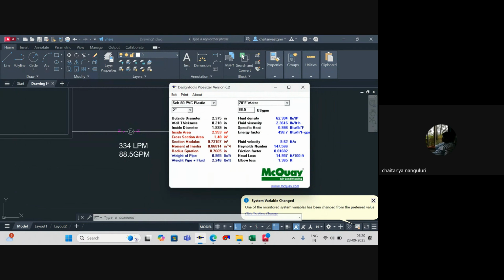88.5 GPM means the velocity and head loss is way too high. You agree? Is it acceptable? No. So let's take some 4 inches. How much? 334. So then also the head loss is way too high. Generally, for plumbing applications, we will consider the velocity as 6 FPS maximum. And friction factor, same, it should not exceed more than 4 feet per 100 feet. Understood? Yes.